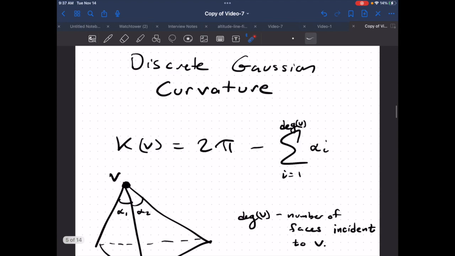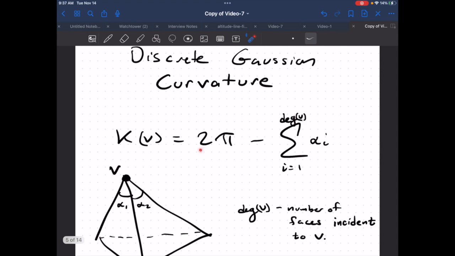Okay, so let's recall discrete Gaussian curvature. We have this formula, so we do 2 pi minus the sum of the angles incident to v here. So in this example, we'd have alpha 1, alpha 2, and then alpha 3 would be this backside here. And I'm going to use degree of v in a little bit of a weird way to mean the number of faces incident to v. So if this is v, here we'd have degree 3 in this example. And we can verify that if these things sum up to 2 pi, then we get a flat surface.